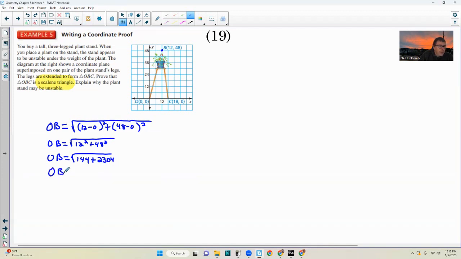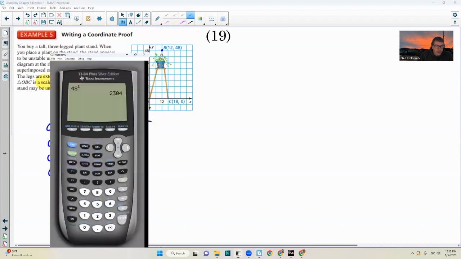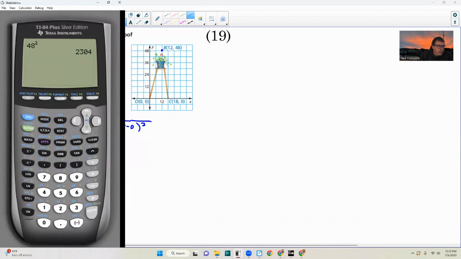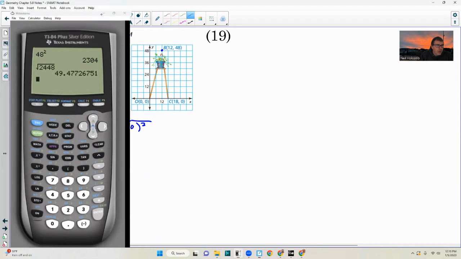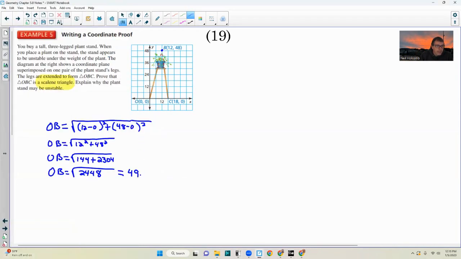So OB is equal to 4 plus 4 is 8, 0 plus 4 is 4, 3 plus 1 is 4, and the 2 does not get added. So the length of that is the square root of 2,448. The square root of 2,448 is approximately 49.48. And since it's not a perfect square, you have to write an approximation. Okay, so there's one side.